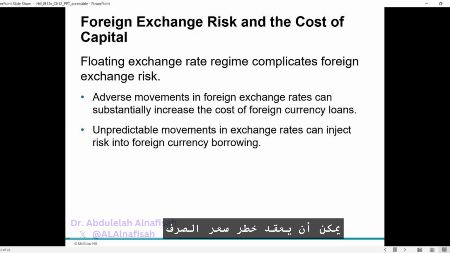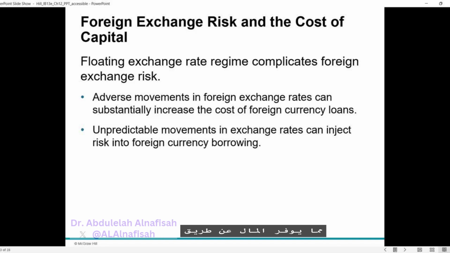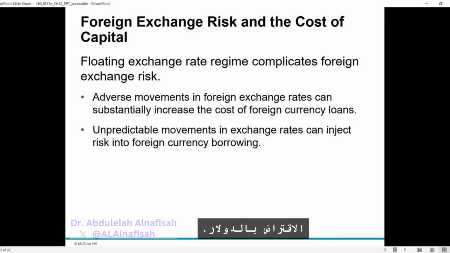Foreign exchange risk can complicate a firm's decision to borrow funds from the global capital market, even though the cost of borrowing may be lower compared to domestic markets. When a firm borrows in a foreign currency, adverse fluctuations in exchange rates can significantly increase the cost of the loan, as seen during the 1997 to 1998 Asian financial crisis. For example, a South Korean firm could borrow 1 billion won domestically at 10% interest, or borrow US dollars at 6% interest, saving money by borrowing in dollars.